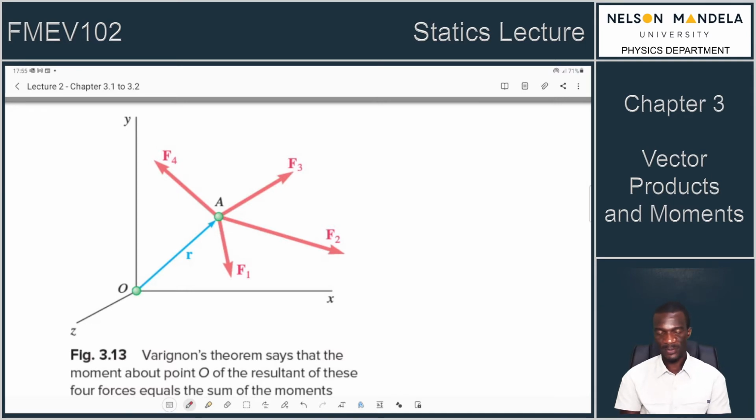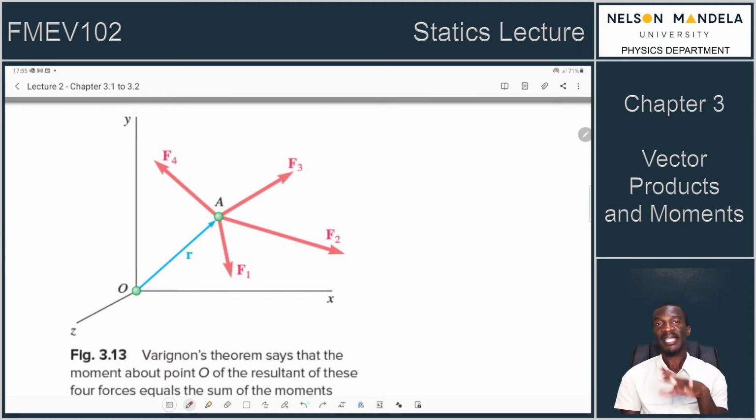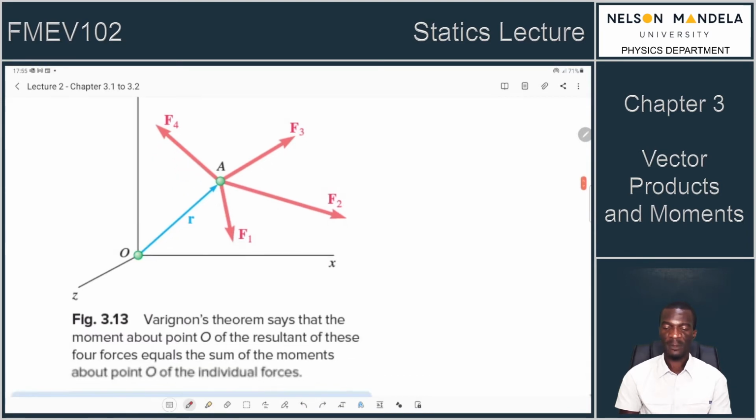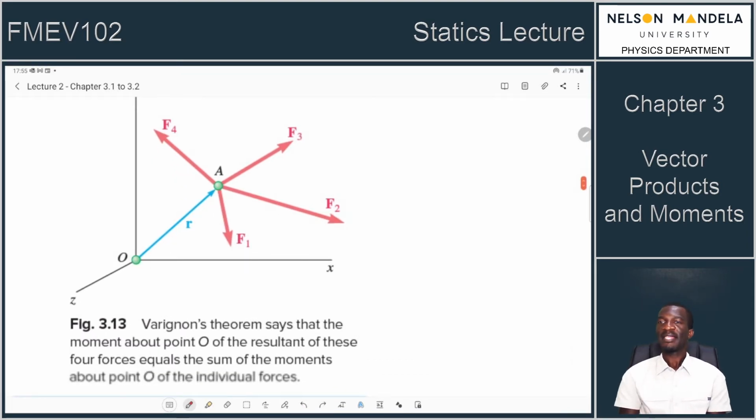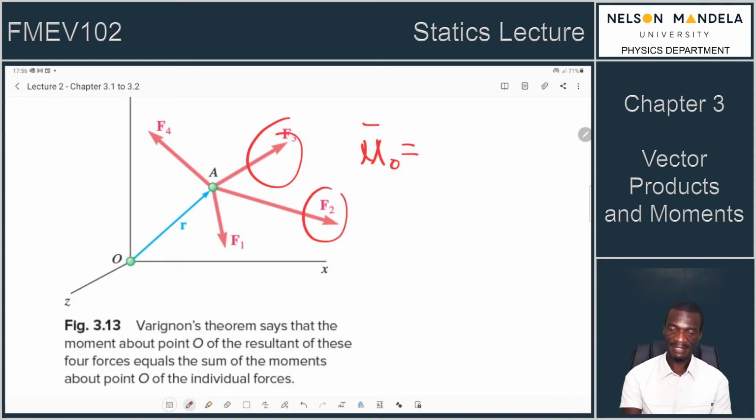So this is a situation where we have some point at which several forces are acting: F1, F2, F3, and F4. Remember, this can be a point on a rigid body. Now, this point is located at a position R from some origin O of a rectangular system of coordinates. Now, Varignon's theorem states that the moment about this point, M about O, is simply a resultant of these four forces, right? These four forces.